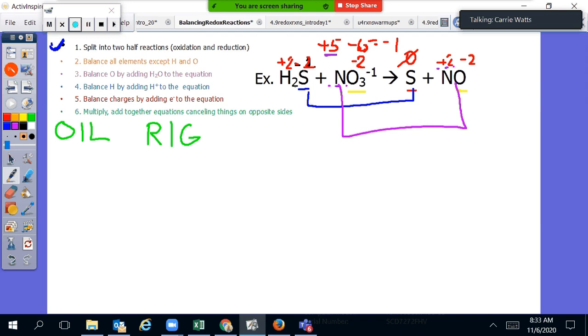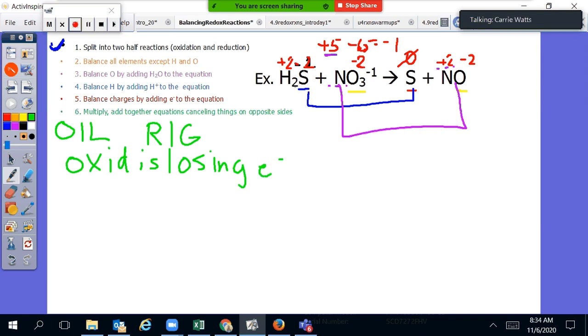So that's what I do first. I figure out where the numbers change. I don't even think about oil rig yet. I just want to point out where things are changing, where the charges are changing. Okay, now my next step is going to be, okay, which one is oxidized, which one is going through oxidation, which one is reduced, which one is going through reduction. Okay, so I look at my oil rig. I say to myself, well, oxidation is losing electrons.